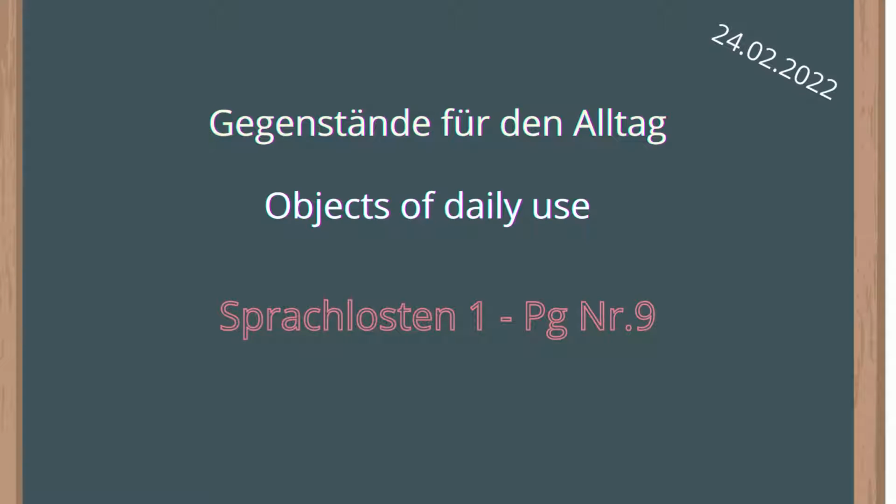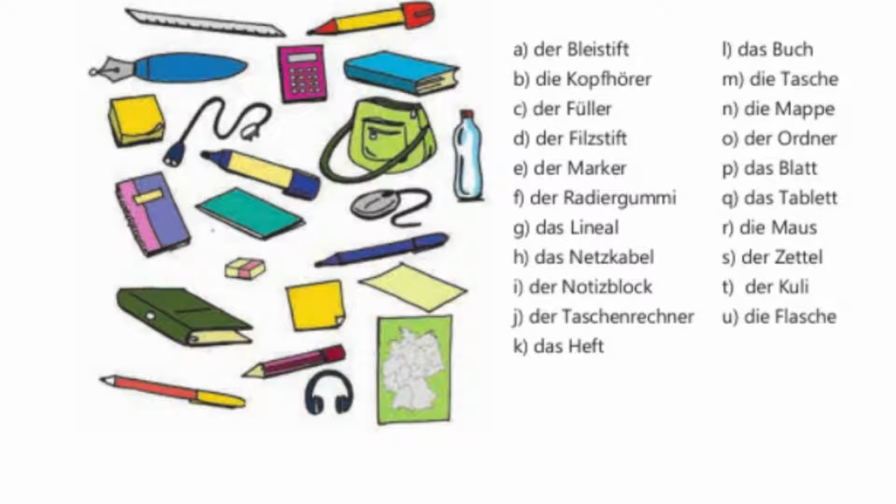In this video, we are going to see Gegenstände für den Alltag, that is, objects of daily use. The book is Sprachlosten 1, page number 9. Here you see the pictures and the list of the things.